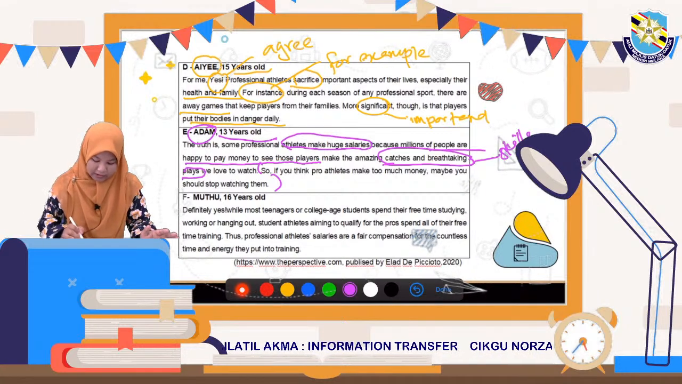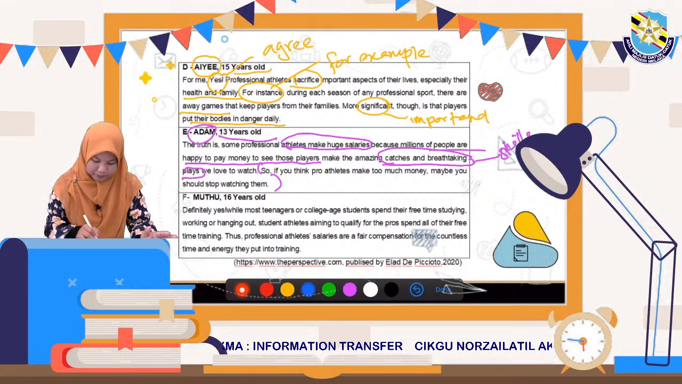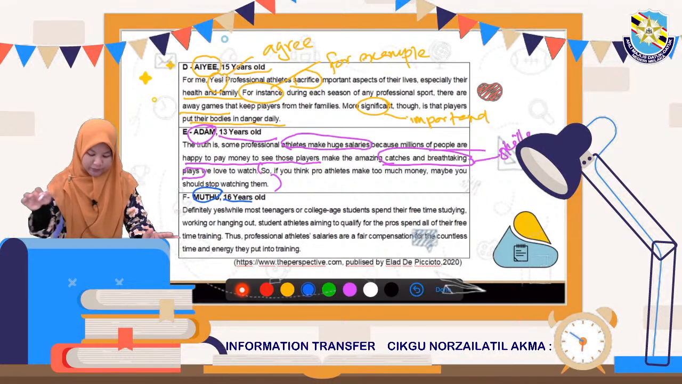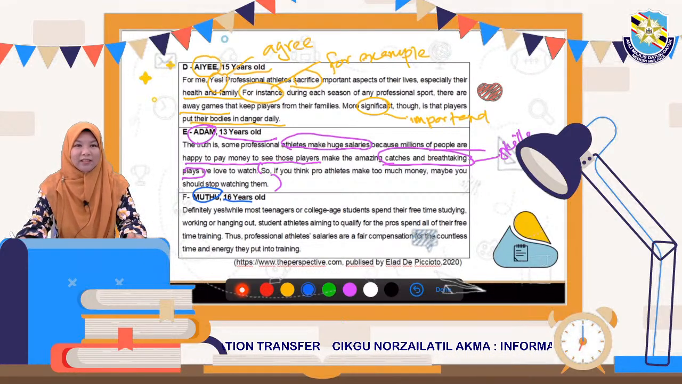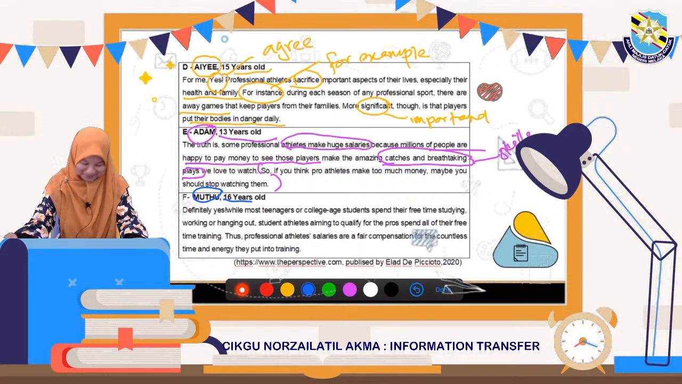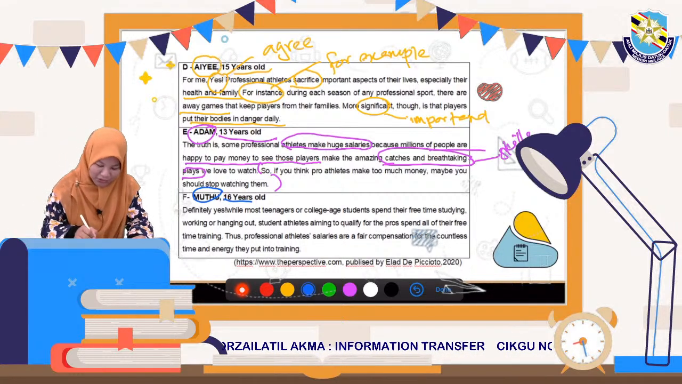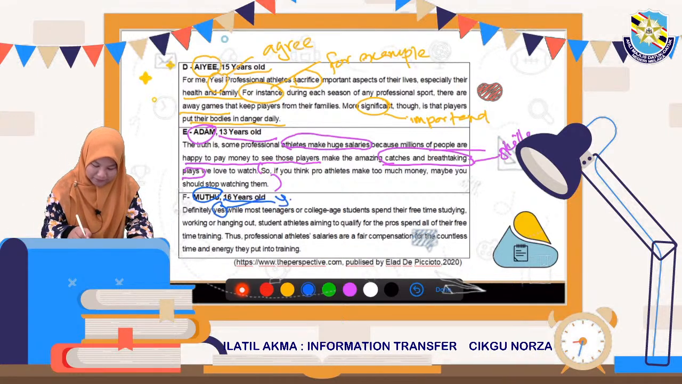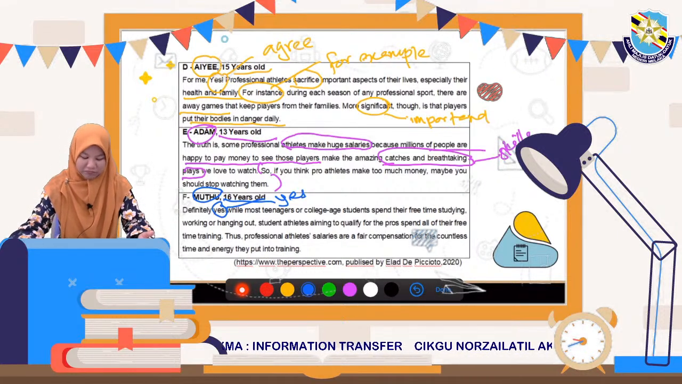Okay, last opinion is from Mutu. Mutu is 16 years old. Nowadays money and love come together in sports. It seems, yes. I will not deny that. Mutu, 16 years old, also said yes. He agreed that the player should receive high salary.